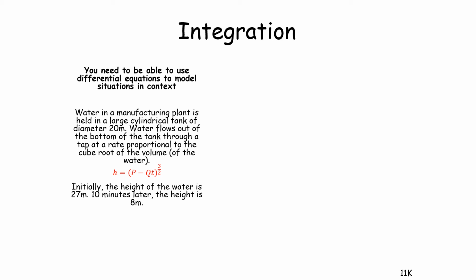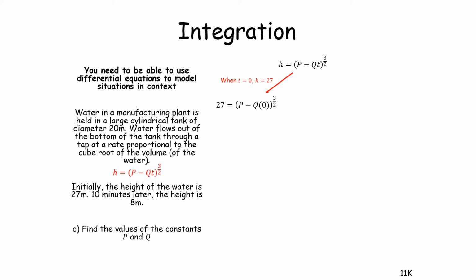So now we're told that initially the height of the water is 27 meters, and 10 minutes later the height is 8 meters. So we know it's decreasing because there's a hole at the bottom of the drum. We're asked to find the values of the constants p and q. So when t is equal to 0, h equals 27. So 27 is equal to p minus q times 0 to the power of 3 over 2. If we simplify that, we could work out what p is, and that gives us a p value of 9.